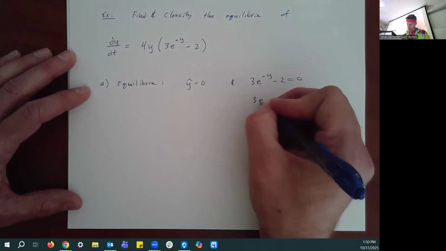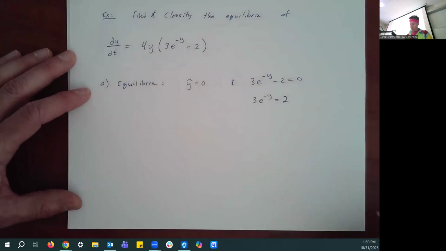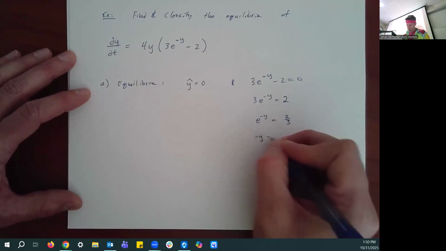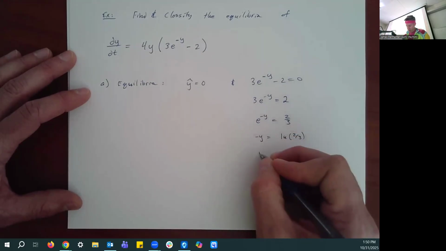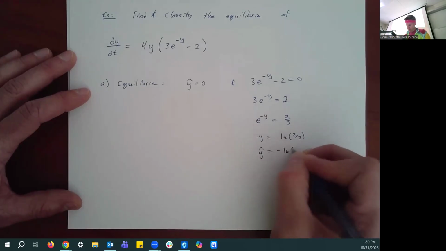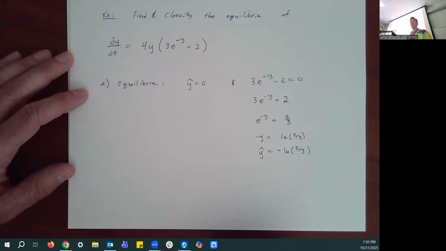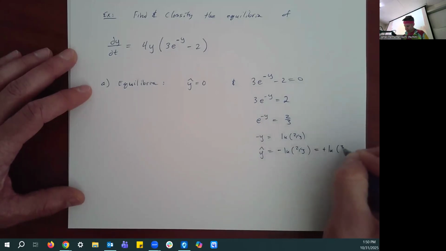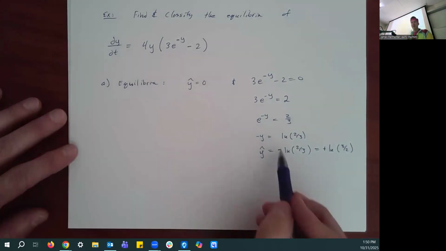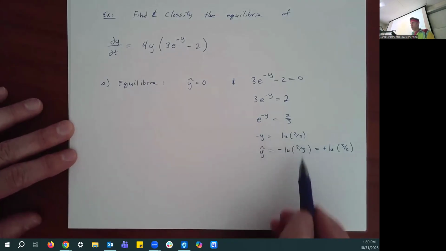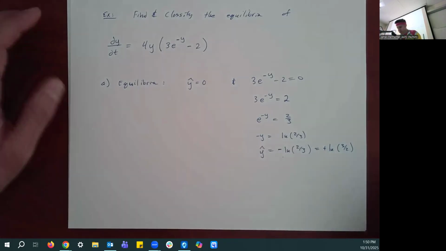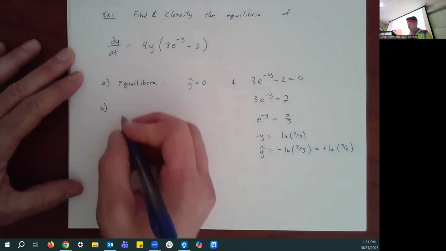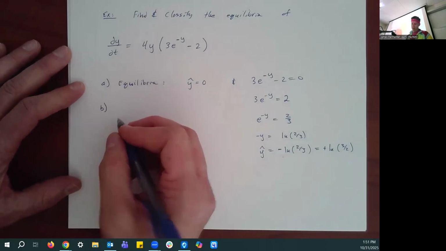Add 2. So 3e to the negative y equals 2. E to the negative y equals 2/3. Negative y equals the natural log of 2/3. So y hat is equal to negative natural log of 2/3, which you might rewrite if you wanted to as the positive natural log of 3/2. If you bring that negative one up as the exponent, it gives you the reciprocal of 2/3. Either way is fine though. Okay, let's not use the graphical method here. So instead, we're going to use the other method.